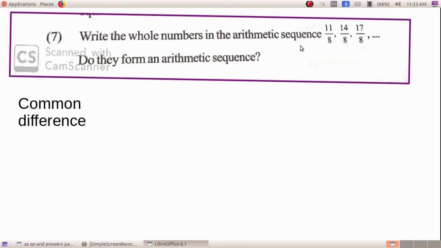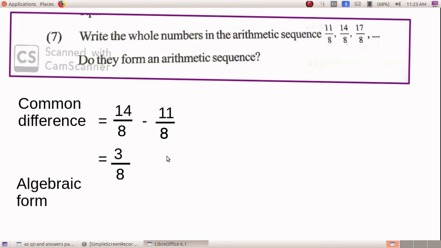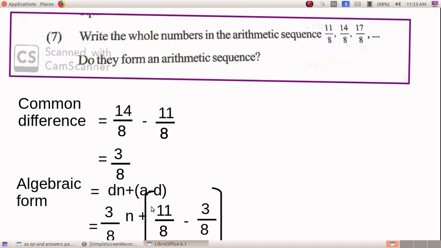The common difference is the second term minus the first term: 14 by 8 minus 11 by 8. That is 14 minus 11, which is 3 by 8. So 3 by 8 is the common difference. Now the algebraic form will be dn plus a minus d. Here d is 3 by 8 and a is 11 by 8, so it will be 3 by 8 n plus 11 by 8 minus 3 by 8.